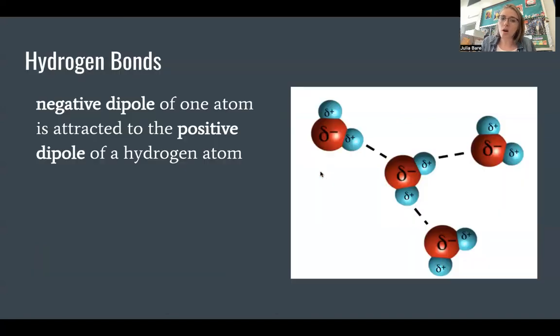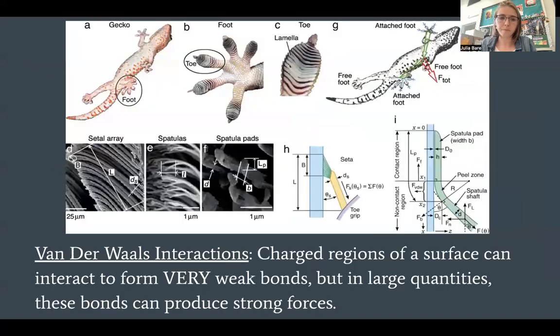And this is also how, if you've ever watched a water strider walk across water, it's able to do that. Hydrogen bonds essentially are repelling the surface and are going to hold tension on that surface. We're going to look at this more in class during our lab.